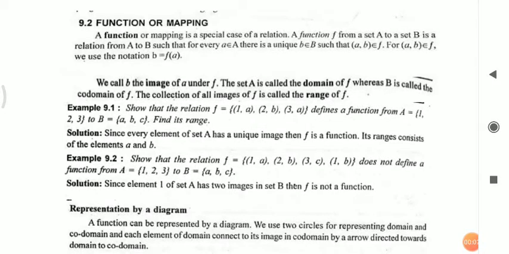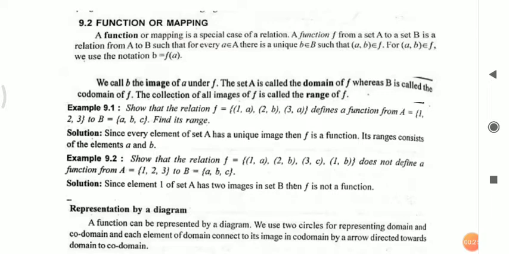Good morning to all. This is the first lecture on functions or mapping. This is the very next topic of relation. As you have already done the topic of relation, we are doing function as a special case of relation. First of all, a function or mapping. Mapping is another word for function.